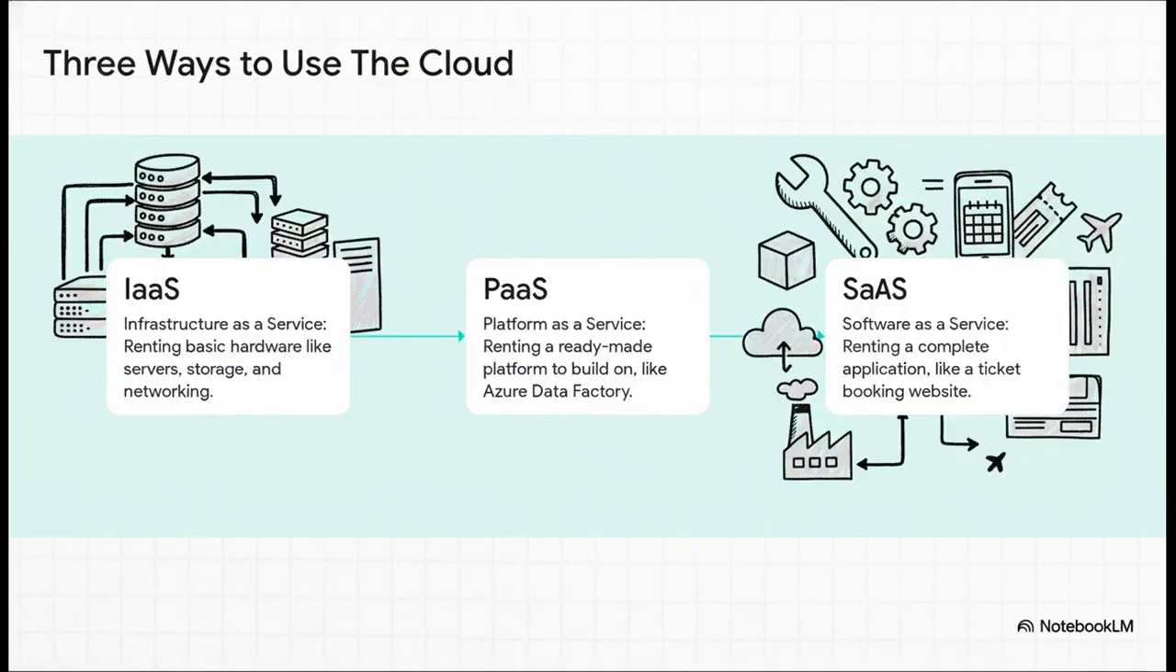Now, the cloud gives you different ways to rent these services, and we can break it down into three main categories. First, you can rent the absolute basic hardware, the servers, the storage. That's called infrastructure as a service. At the other end, you can rent a completely finished application, like a ticket booking website. That's software as a service. Or you can rent something right in the middle, a ready-made platform to build your own solutions on without worrying about the hardware. That's platform as a service, or PaaS. And that is exactly where tools like Azure Data Factory live.